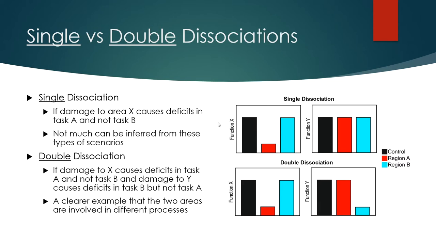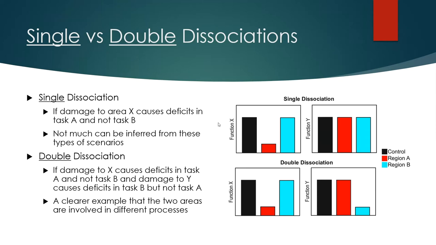It would be a mistake to say that brain region recognizes faces. That brain region is definitely involved in the recognition of faces. But let's say that you have one person that has damage to that region and can't see faces, and you have another patient that has damage to a different region and they're not able to recognize objects. They can still see faces, but they can't see objects. That's a better double dissociation.